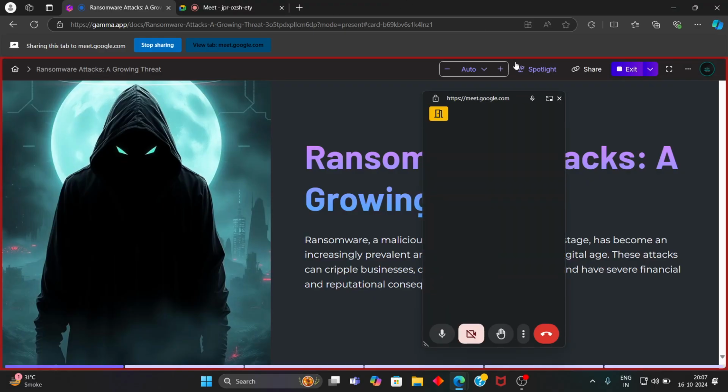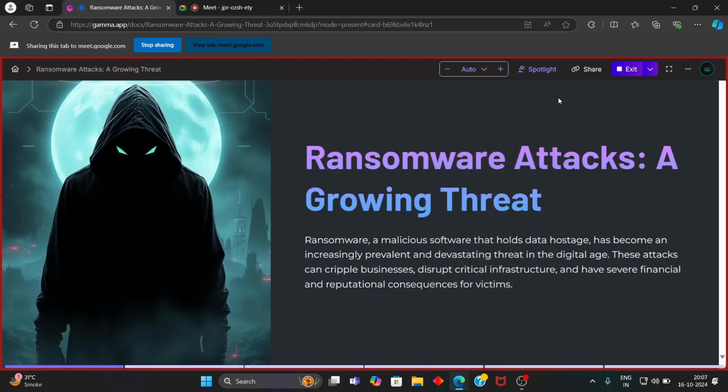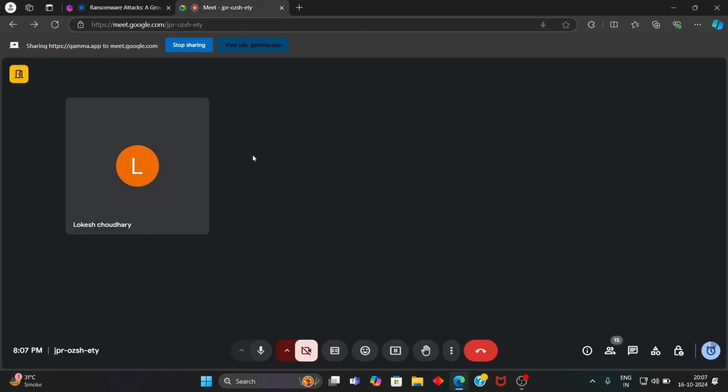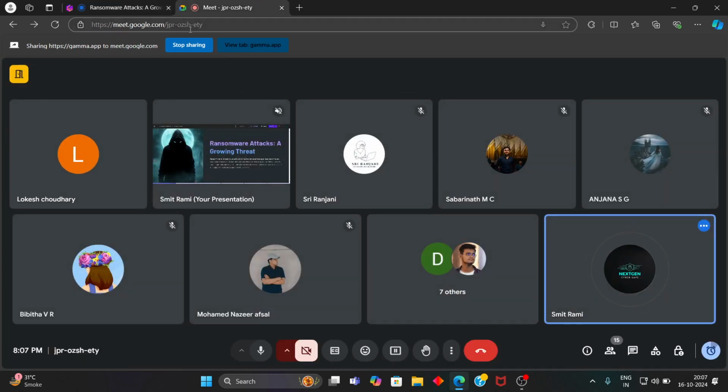Then let's read this content and understand what ransomware is. Ransomware, a malicious software that holds data hostage, has become an increasingly prevalent and devastating threat in the digital age. These attacks can cripple businesses, disrupt critical infrastructure, and have severe financial and reputational consequences for the victim. So basically, this is what ransomware is.